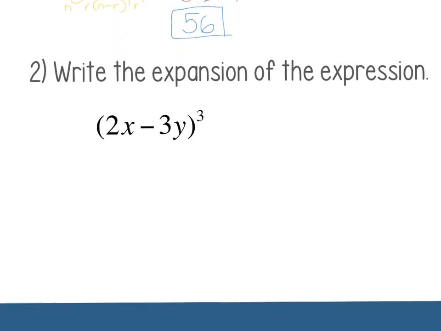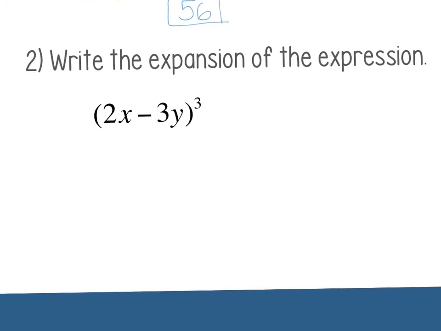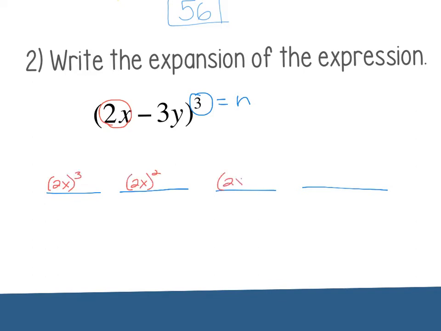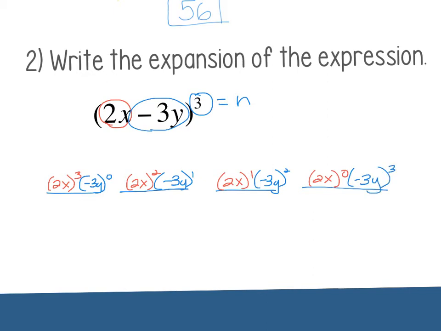Second one says write the expansion of the expression. So the first thing you want to identify from your initial binomial is how many terms there should be in your answer, which is what? There should be 4. So if n is 3, which is my exponent, then there should be 4 terms in my expanded binomial. So then I do the first one. I take that first term and I raise it to the highest exponent, which is 3, and then work my way down to 1, 0, and then go the other way with the second term, which is negative 3y. Negative 3y to the 0, negative 3y to the first, negative 3y to the second, and negative 3y to the third. And then I'm going to simplify that out.